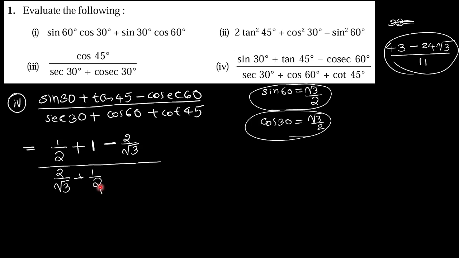If you don't understand or if anybody has completed the solution, please send me through WhatsApp. Cot 45, I have no idea. But tan 45 is 1. Cot 45 is the reciprocal of tan. So cot 45 will be the reciprocal of 1. It is 1. All of you clear till this step?